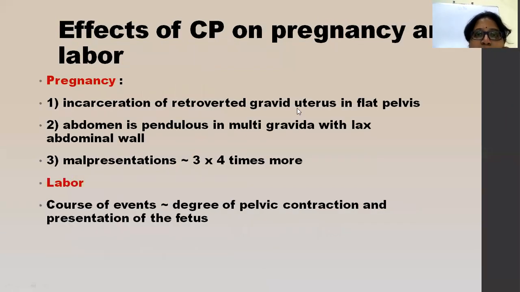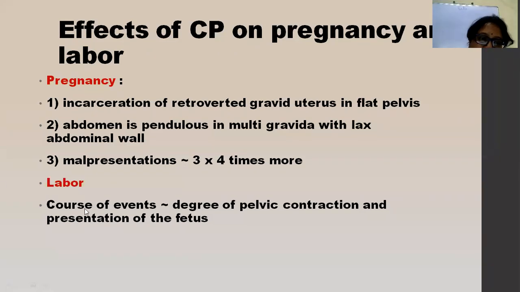Then what are the effects of contracted pelvis on pregnancy and labor? In pregnancy, there is incarceration of the retroverted gravid uterus in the flat pelvis. The abdomen is pendulous in case of multigravida with lax abdominal wall, so the uterine contractions are not adequately transferred to the fetus. Then there is a high degree of malpresentation. The risk of malpresentation is 3 to 4 times more during the pregnancy.